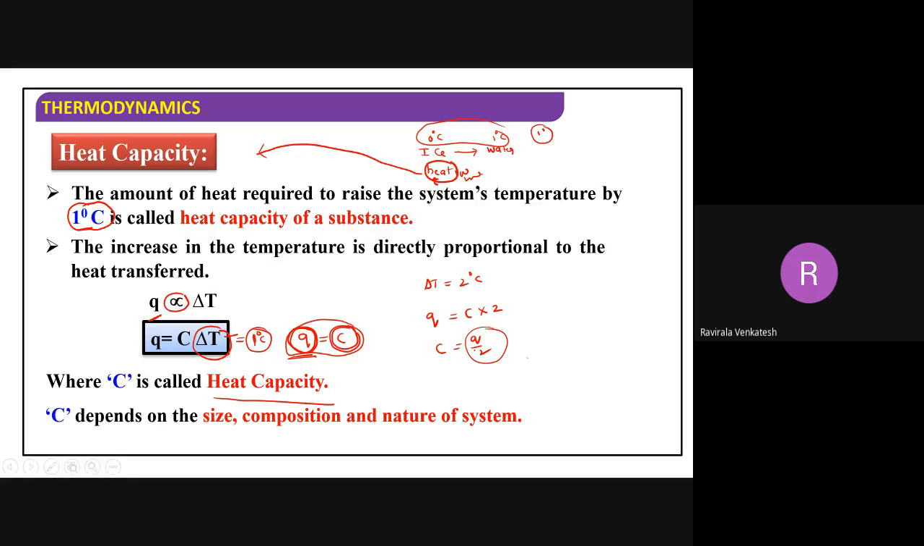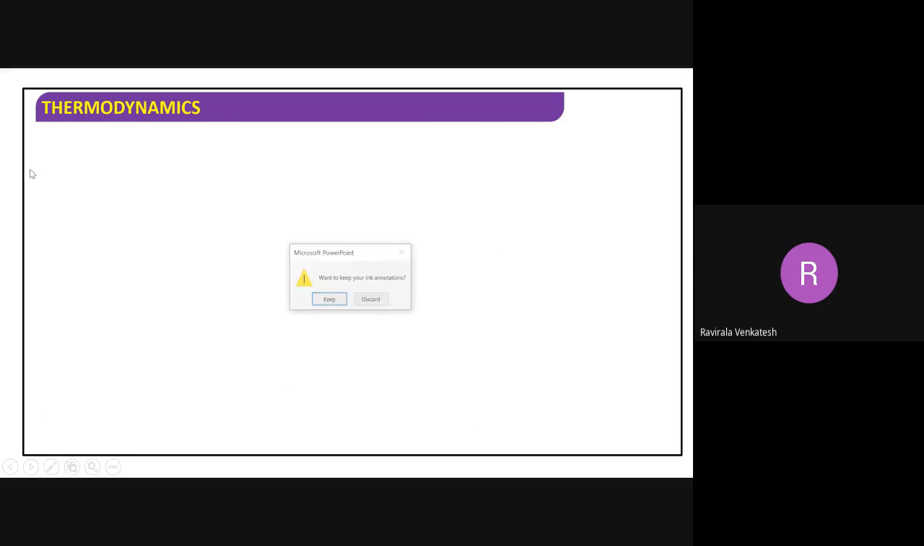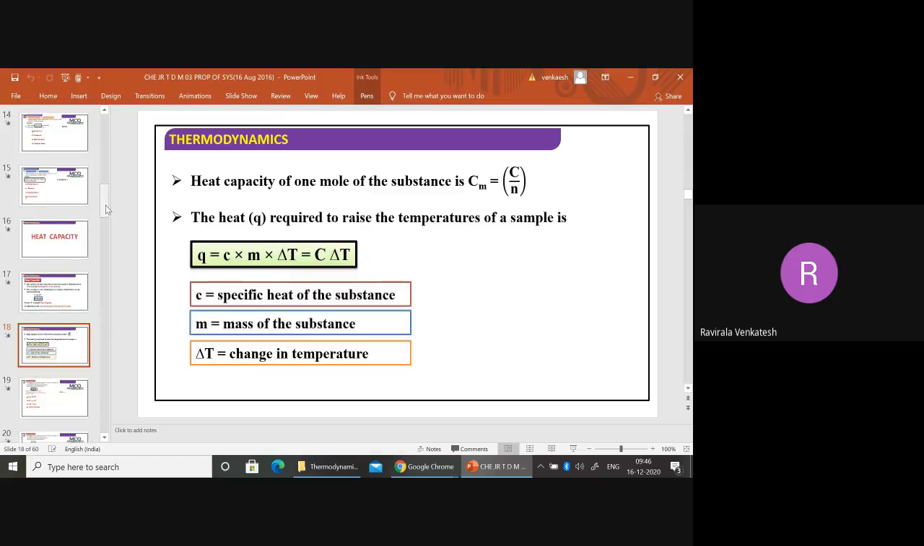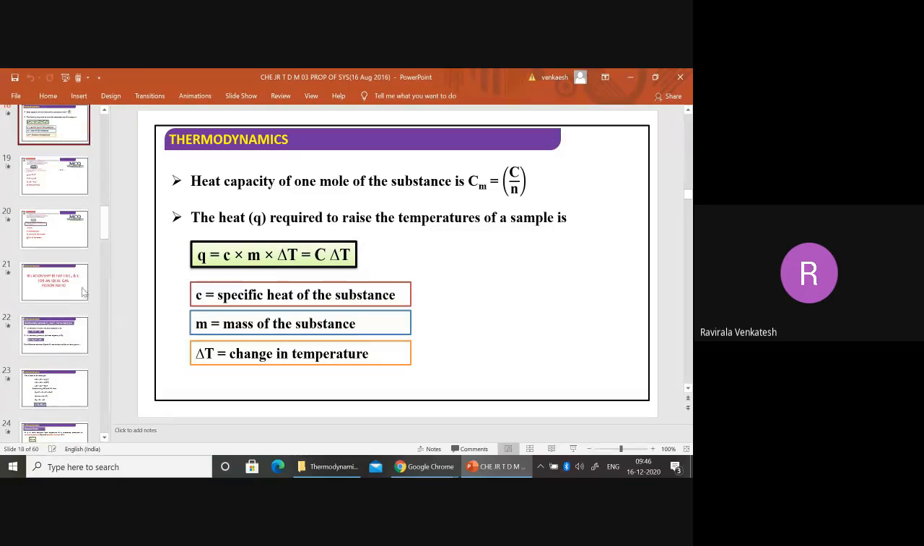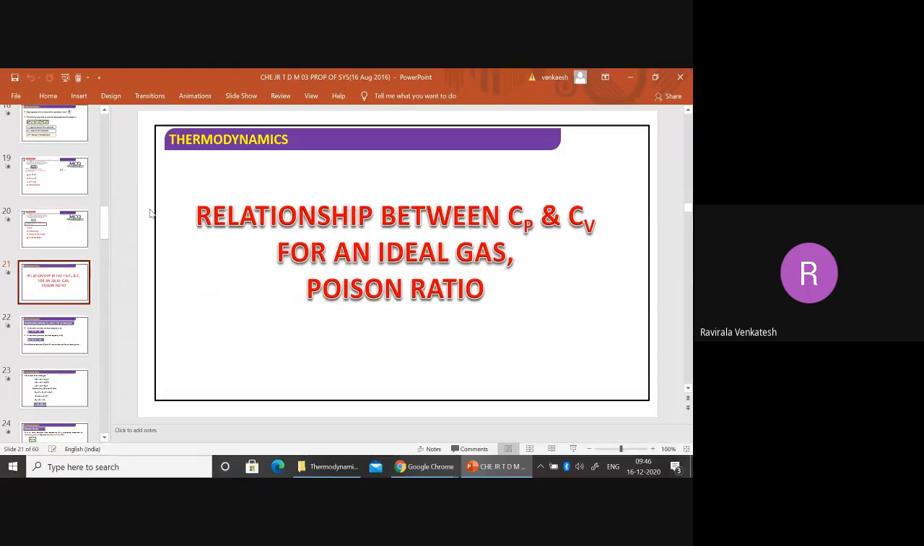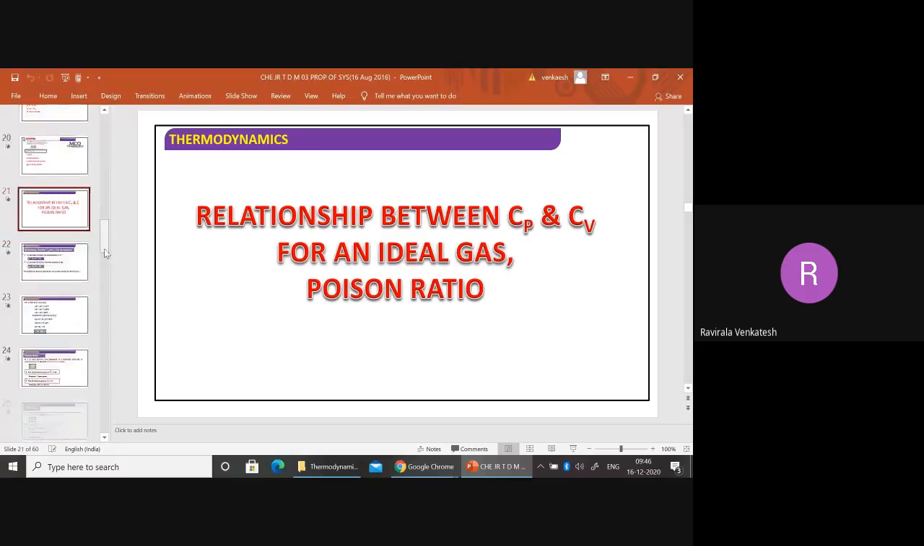Okay. So the remaining, I won't discuss, because they are not in the syllabus. Just leave these heat capacities because they are not in the syllabus. All these things are not in the syllabus. You can leave this one.